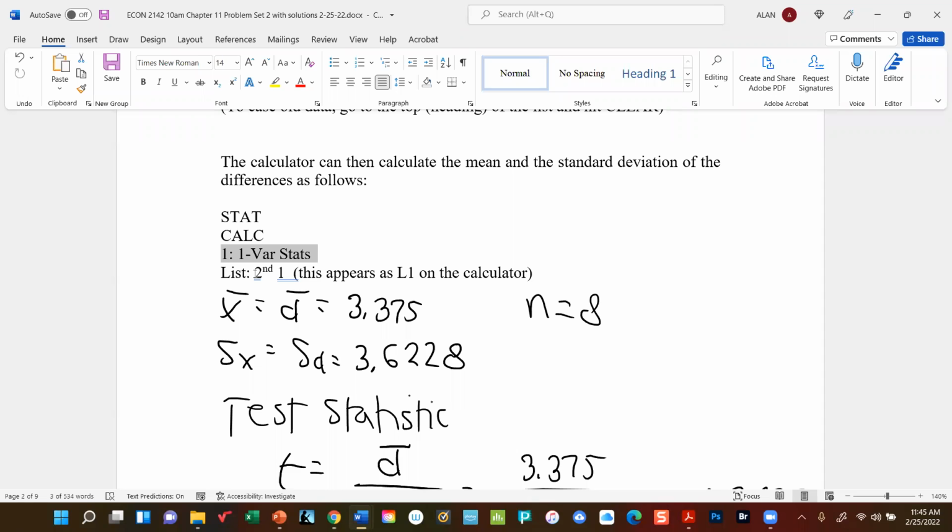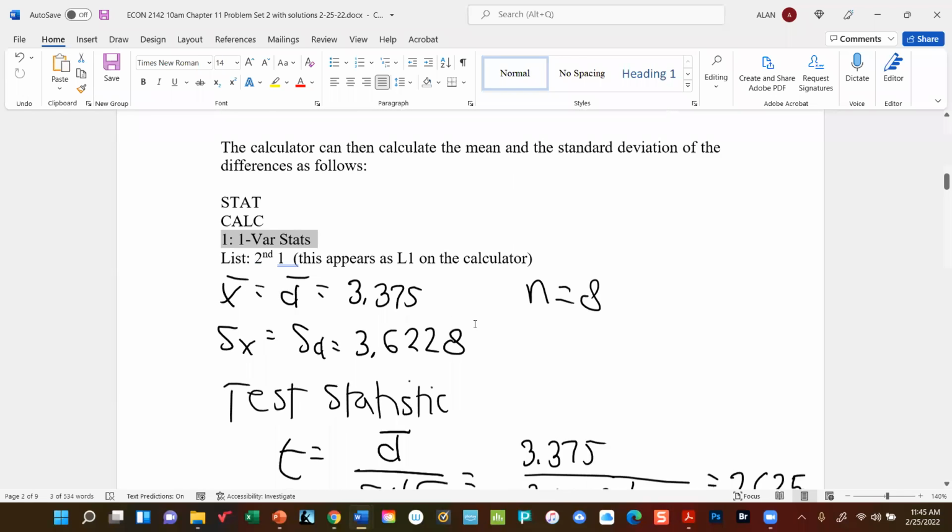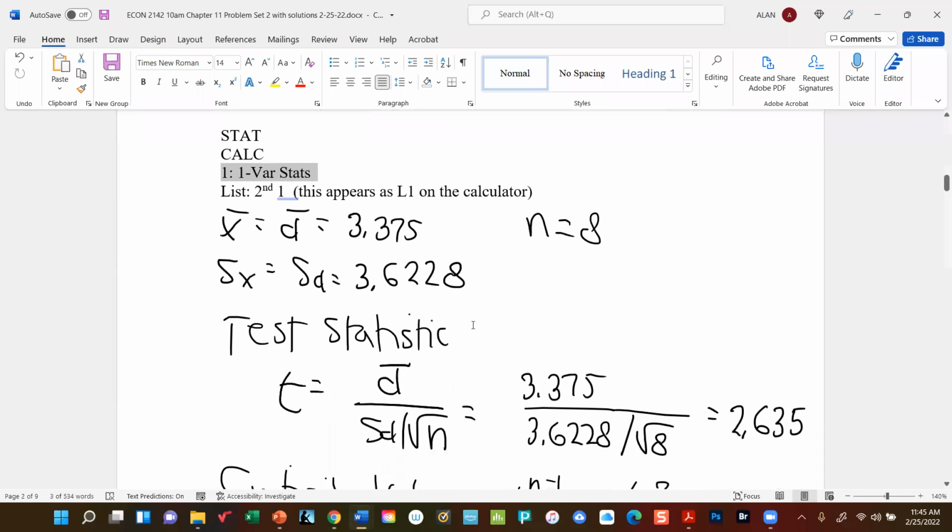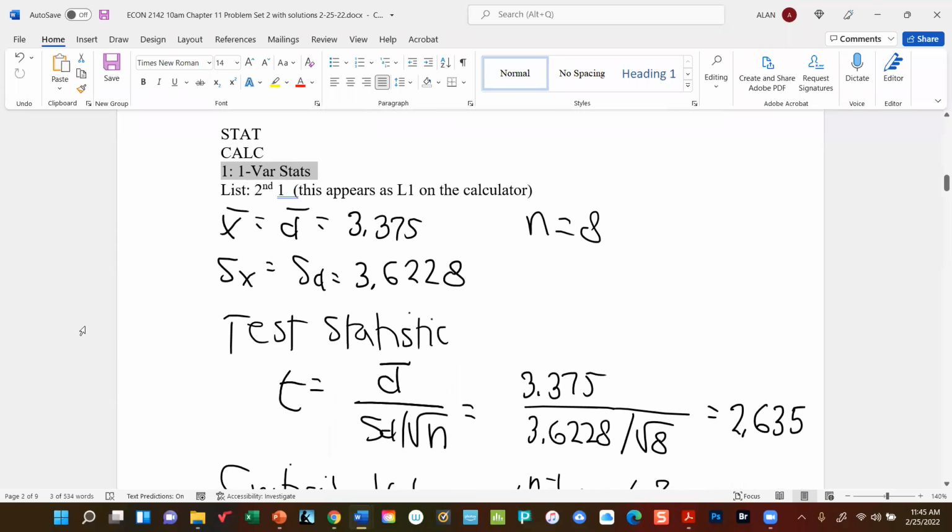Now, all you have to do is plug those into the test statistic the normal way, and you should end up with approximately 2.635. And by the way, we can go over this again on Tuesday when we meet again. If any of this is unclear, we have time to go over it one more time.